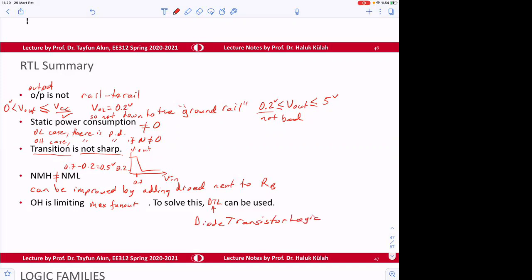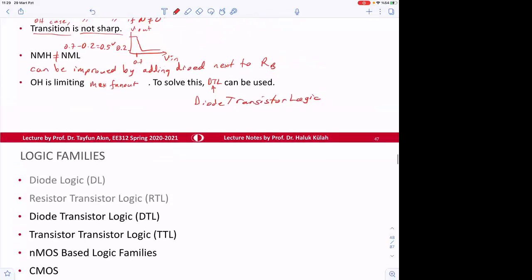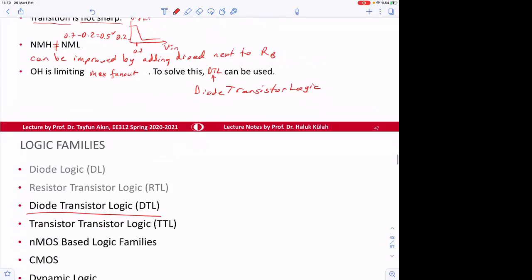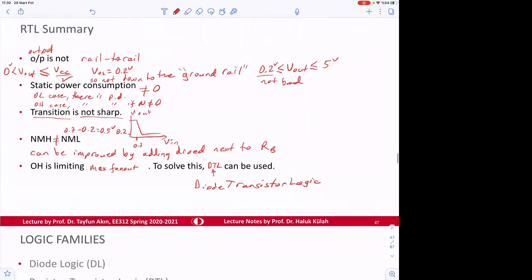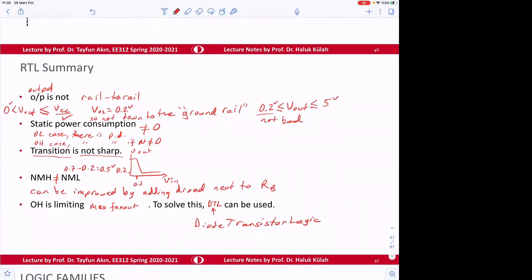And then we will be looking at this now. Okay, I'm recording it. Okay, that's good. So that's the next logic we will look at, diode transistor logic. Is that okay? Any questions? If not, I'm suggesting to give the break here on time before we go to DTL. Is that okay? Yes.